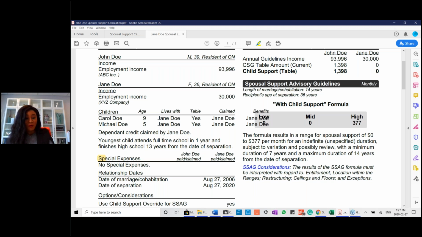So a lot of you would not have access to the program to do these calculations, but your lawyers will, and it's important that they get the information from you so that the numbers they're generating are accurate.